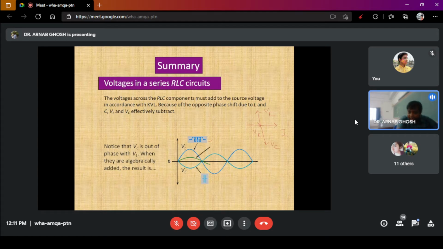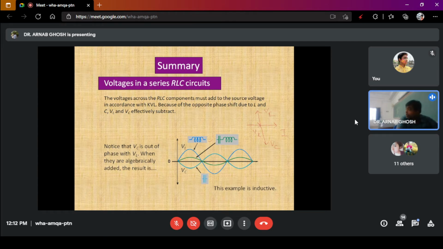When you're adding these, let's say VC is less than VL. Then the green curve that is shown is the resultant voltage curve of the circuit. If VL is the voltage curve for the inductance and VC is the voltage curve for the capacitance, then the V curve is the resultant curve between VC and VL.